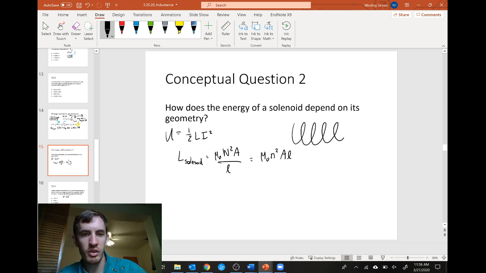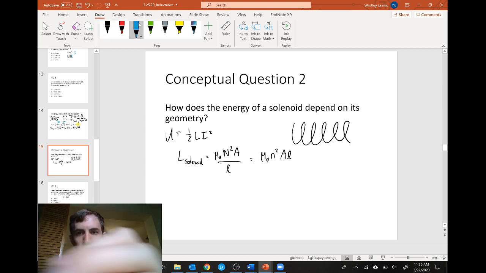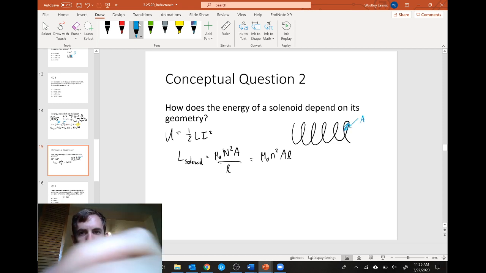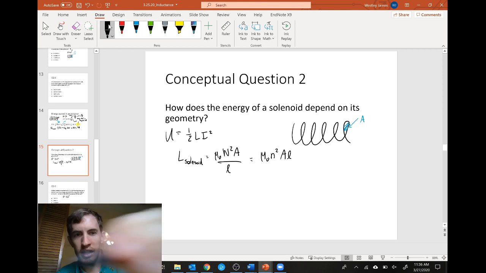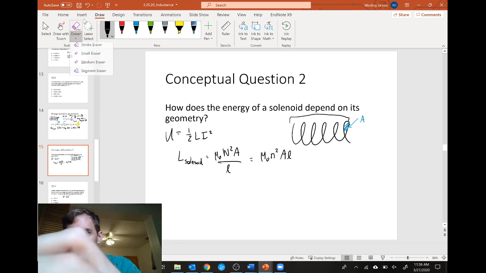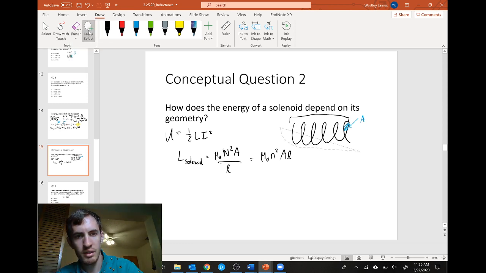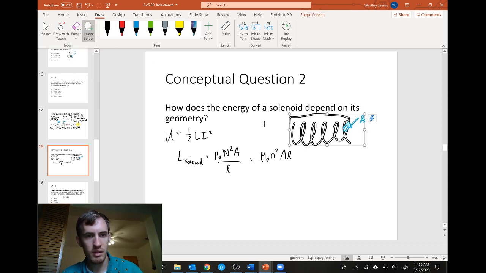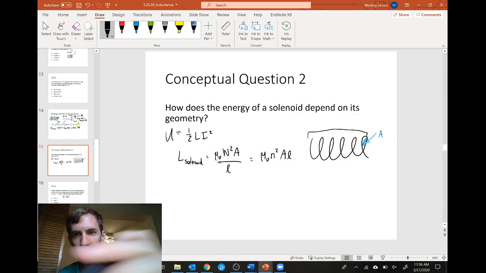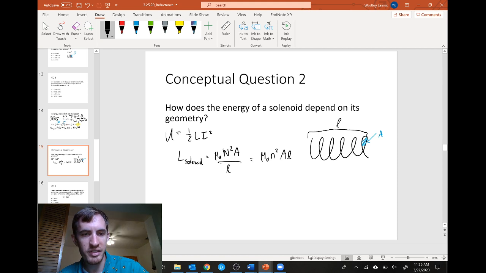And so here's my solenoid. We imagine that's my cross-sectional area. And the length, I'm running out of room, so I'm going to need to move this down. And the length is here. And then it has N turns total.